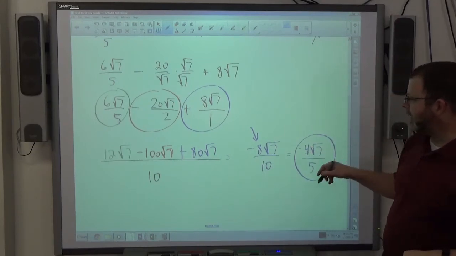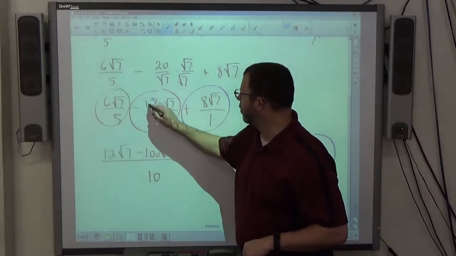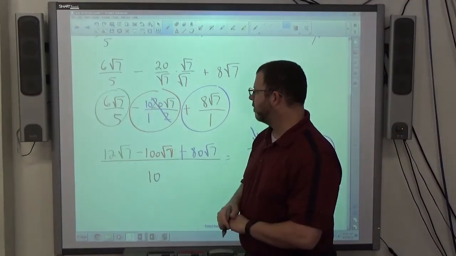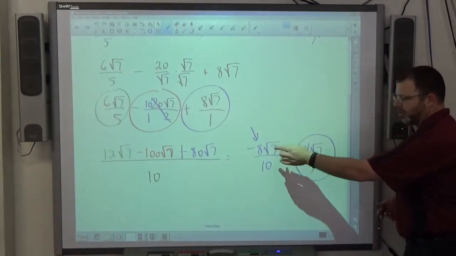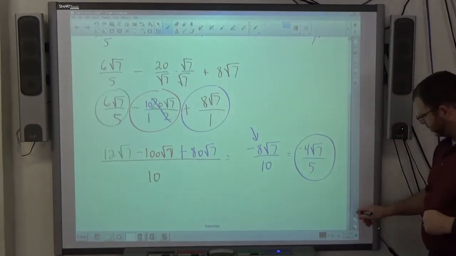One thing that might have even made it easier, if I'd noticed right here that those were both even, that would have also worked to make a common denominator 5 instead of 10, but again, if you don't notice it there, you'll get it here.